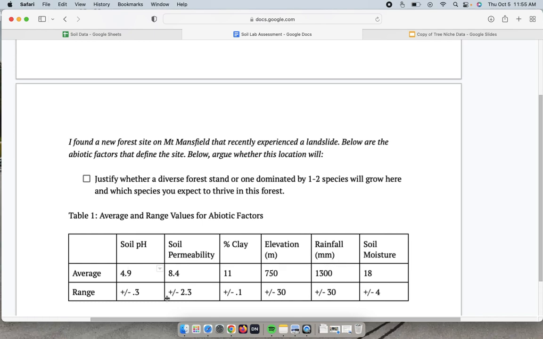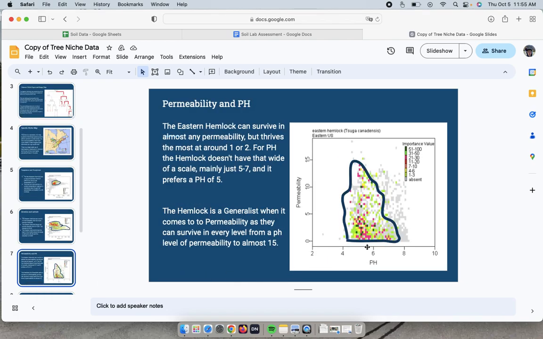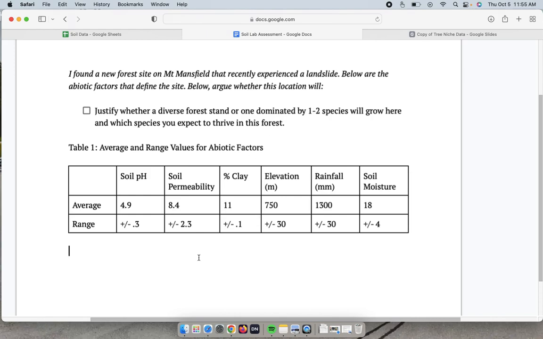Now, I've also given you the range. The range might be important to think about how restrictive or how broad each of these factors might be. For example, I might argue that clay is way more of a broad variable than elevation based on these two averages and ranges. You also have in your slides 5, 6, and 7 really specific or broad requirements for each tree species. I think that there is an easy way for you to argue either being a specialist or a generalist forest, but I really want to see your thought process in action.